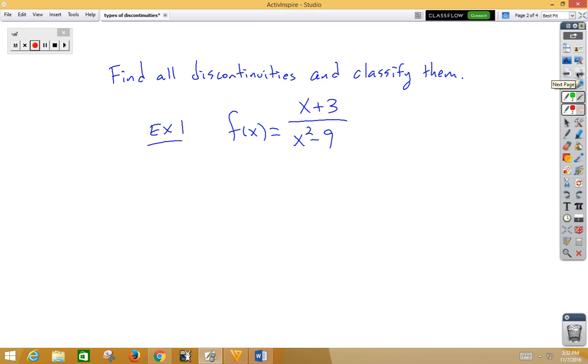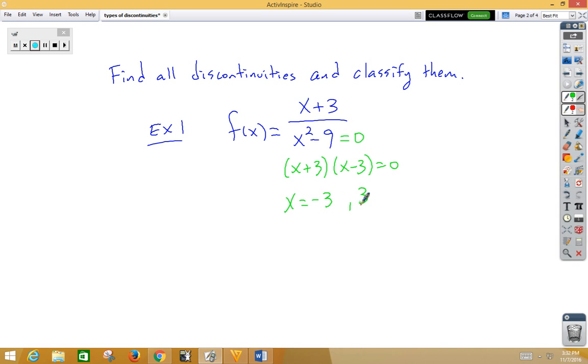So directions for all three examples: find all discontinuities and classify them. And in example 1, here we have a rational function. To find the discontinuities, the first thing we do is set the bottom equal to 0. Well, that can obviously factor as (x + 3)(x - 3). And so our discontinuities would be at negative 3 and positive 3.